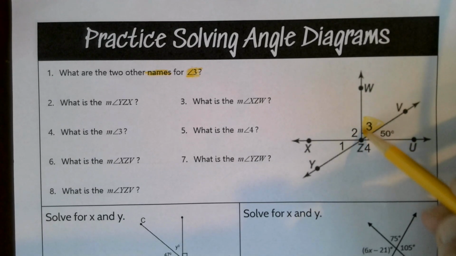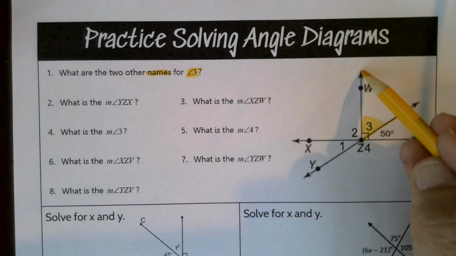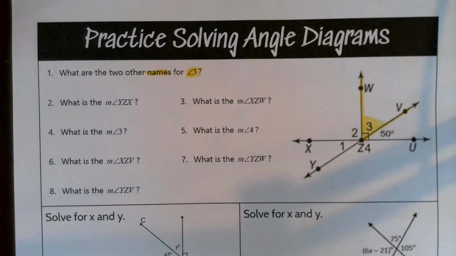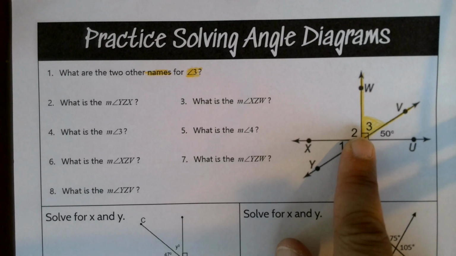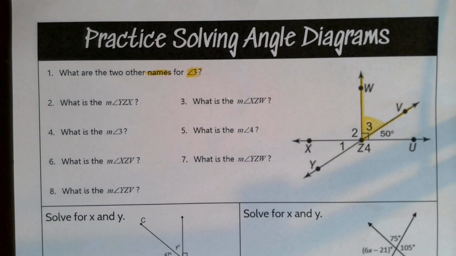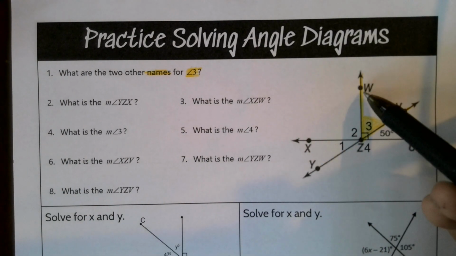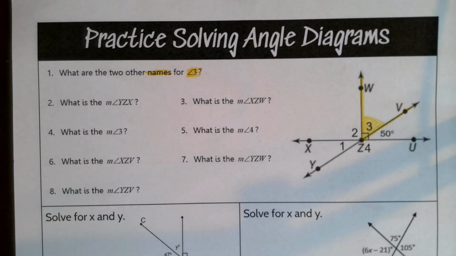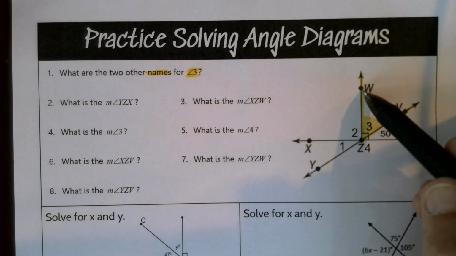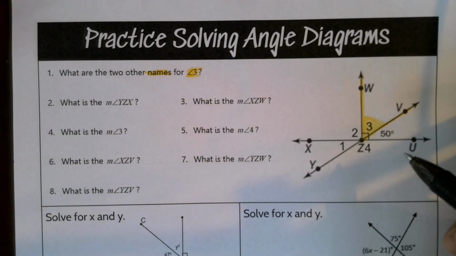Okay? So here's my angle, and let's look at the walls that make the angle. This is one of the walls for my angle, and this is the other wall. So we're using those walls to create angle number 3. When we're writing two other names, we can use the name that's here, we can use the vertex letter, or we can use 3 letters. Okay, let's go with 3 letters.